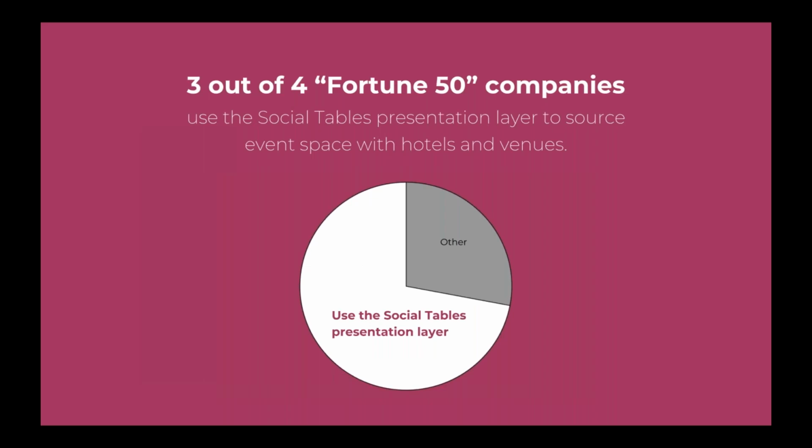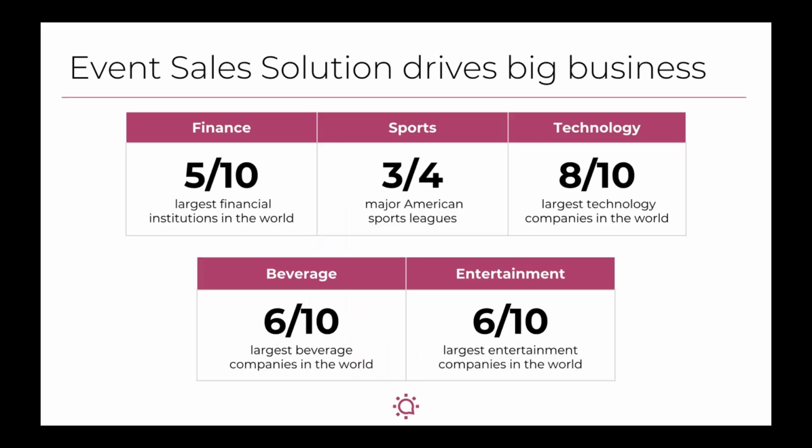Awesome. So we've talked about the properties that are using it. Let's talk about what kind of planners have been interacting with the presentation layer. So if you look at the Fortune 50, the biggest 50 companies in the Fortune 500, about 3/4 of them are using or have used a presentation layer to source event space with Social Tables customers. So specifically 5 out of 10 in finance, 3 out of 4 in sports, and so on and so forth.